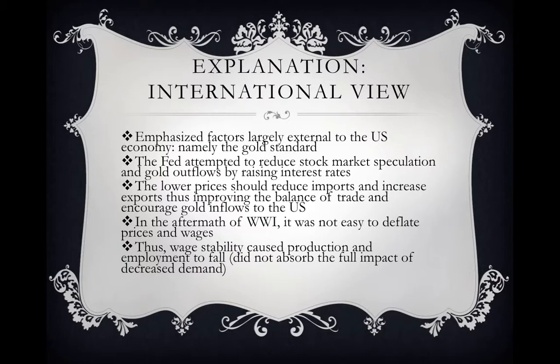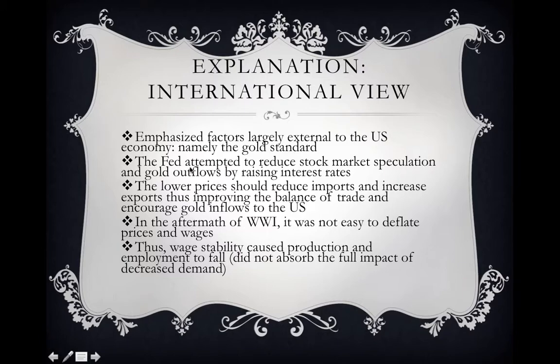All right. So the Fed, realizing that there was stock market speculation going on and gold was flowing out of the United States, decided that it needed to raise interest rates. By raising interest rates, it hoped to decrease stock market speculation, because it increased the cost of borrowing money to speculate in the stock market. And by increasing interest rates in the United States, people would invest in the United States, and that would cause gold to flow into the United States.